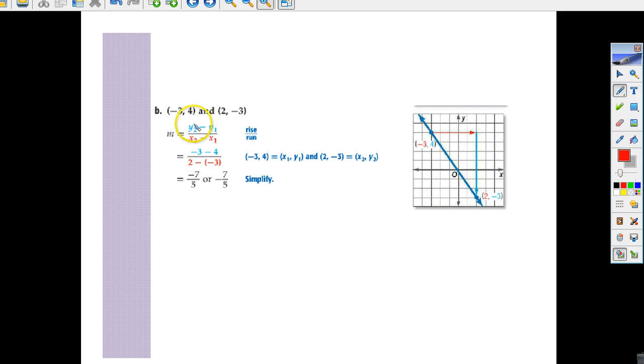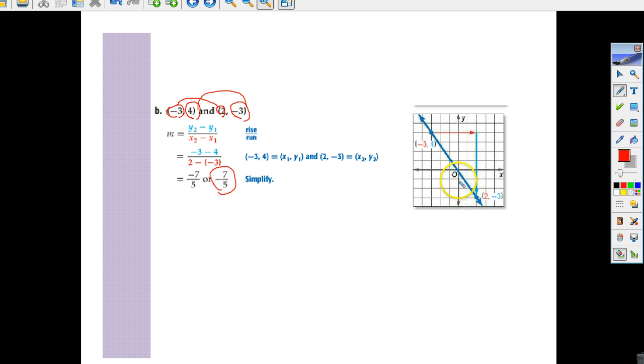Alright, so here's another example. If you want to do the equation, y2 minus y1 is what we have here: negative 3 minus 4. And then the y is 2 minus negative 3. So you're going to always subtract the x's together and the y's together. So you have negative 3 minus 4, 2 minus negative 3. You've got to be careful when you have a negative number here, because you're subtracting a negative. So that would be a plus, 2 plus 3, which would be 5. So here you have negative 7 over 5.